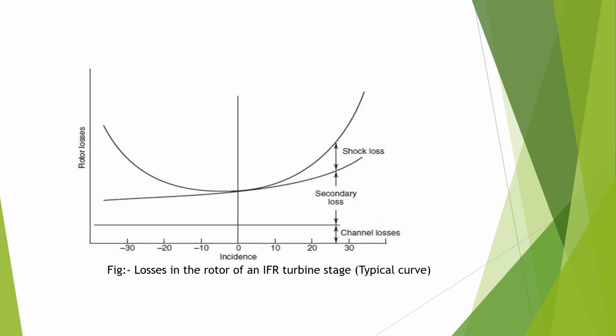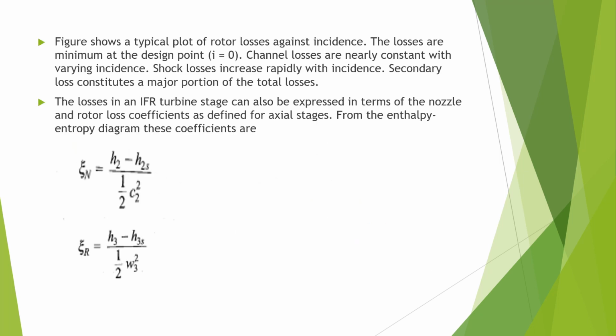And there is a diagram of losses in the rotor of an inward flow radial turbine, a typical curve, and we can see all the losses we have previously discussed in a graphical manner. The figure shows a typical plot of rotor losses against incidence. The losses are minimum at the design point, i equal to 0. Channel losses are nearly constant with varying incidence. Shock losses increase rapidly with incidence. Secondary loss constitutes a major portion of the total losses.